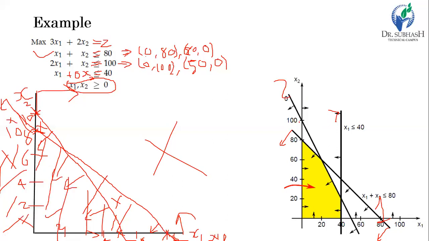And this is the second constraint, and the second constraint says our solution will lie below this line, and x1 and x2 are greater than or equal to 0. So this area is x1 greater than or equal to 0, and this area will indicate x2 greater than or equal to 0. So this area violates the condition x1 is greater than or equal to 0, and this area violates the condition x2 is greater than or equal to 0. So our solution will not lie here.